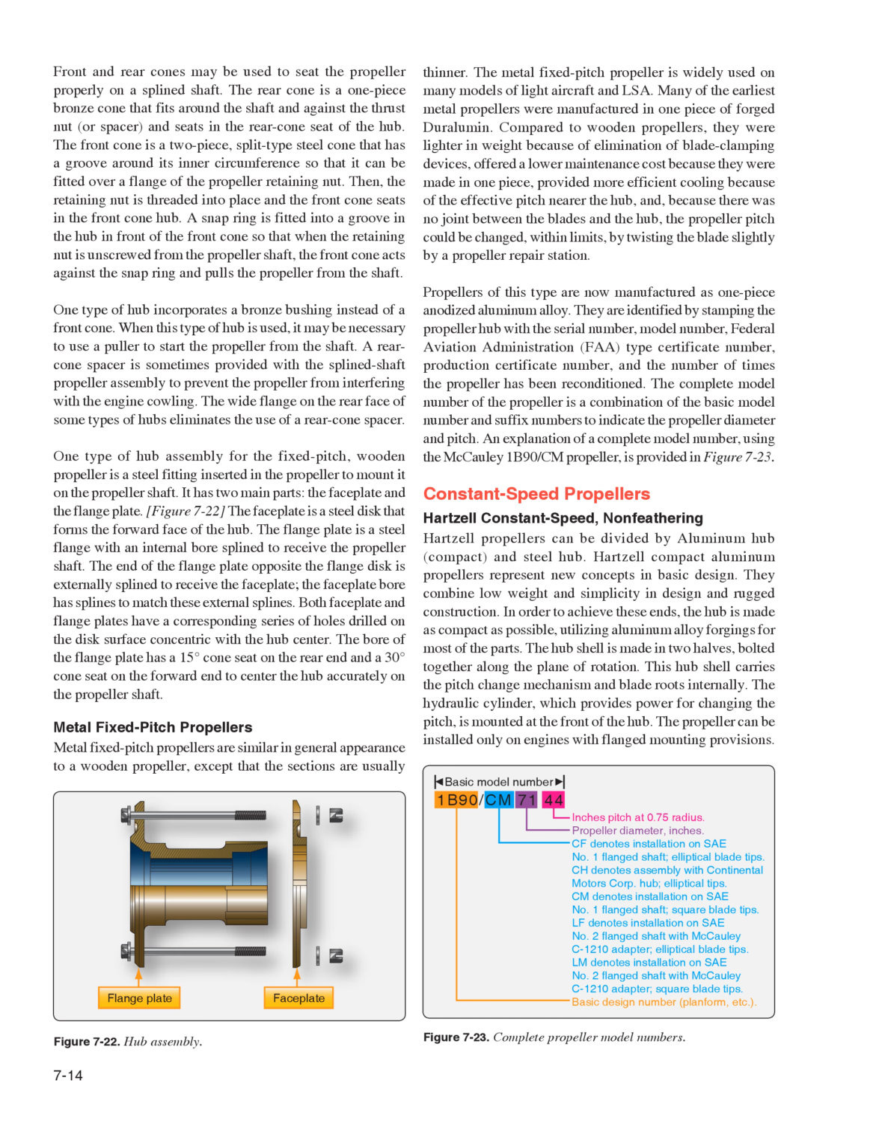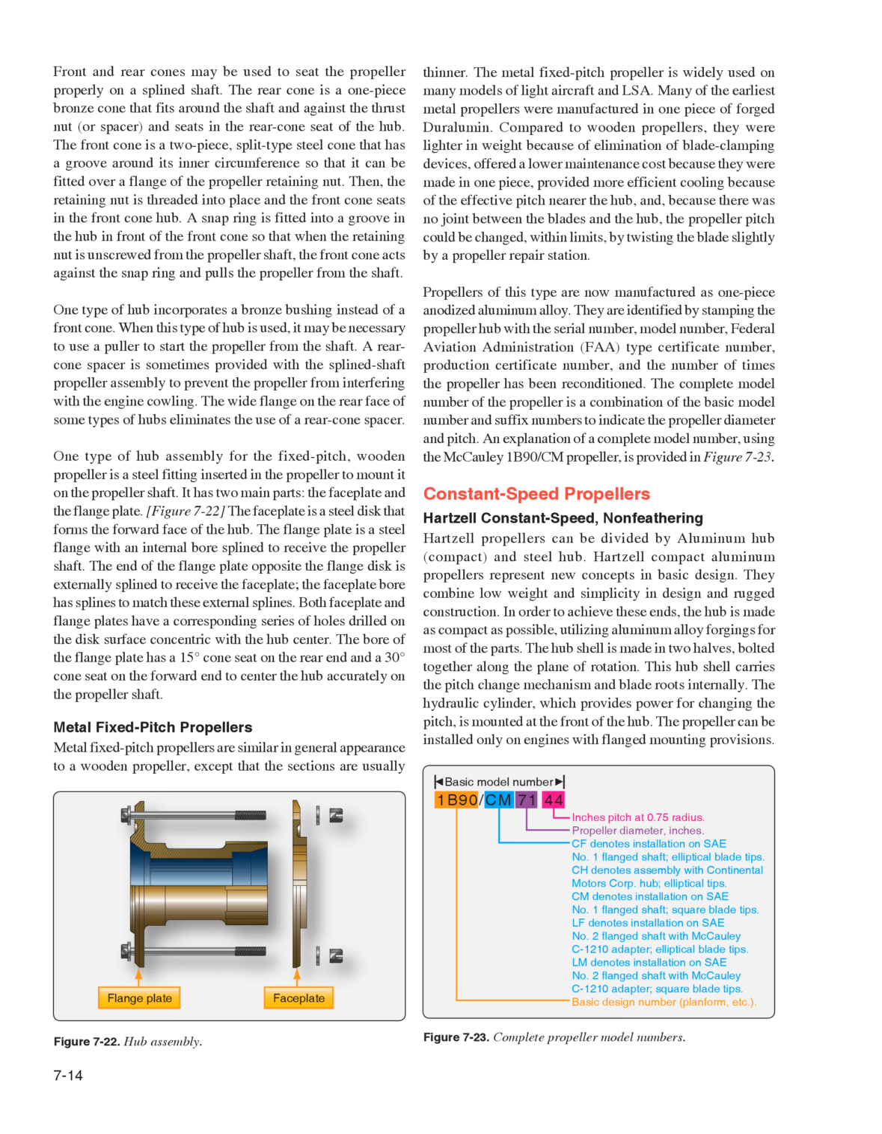Many of the earliest metal propellers were manufactured in one piece of forged duralumin. Compared to wooden propellers, they were lighter in weight because of elimination of blade clamping devices, offered a lower maintenance cost because they were made in one piece, provided more efficient cooling because of the effective pitch nearer the hub, and, because there was no joint between the blades and the hub, the propeller pitch could be changed, within limits, by twisting the blade slightly by a propeller repair station.